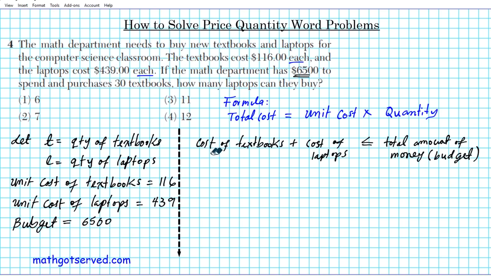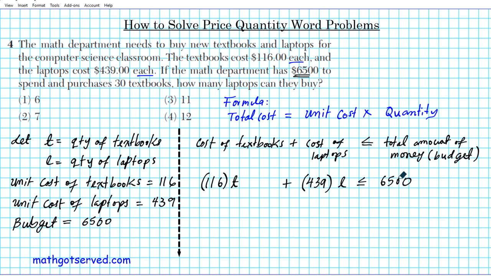All right, let's go ahead and solve this. For the cost of textbooks, you simply multiply the unit cost of textbooks with the quantity. So that's 116 times the quantity, which is T, plus for laptops, the unit cost is 439 times the quantity of laptops, which is L, and that's less than or equal to the budget, which is 6,500.